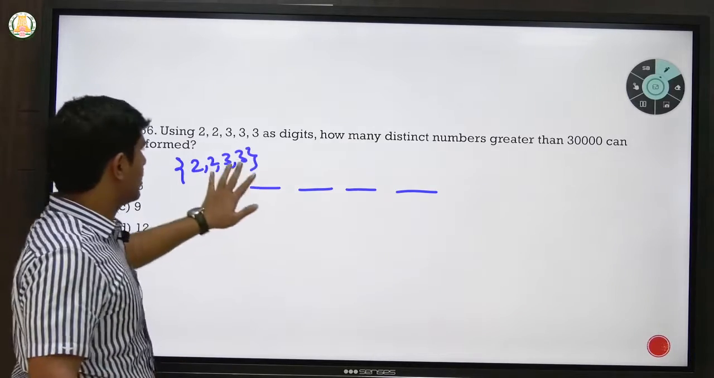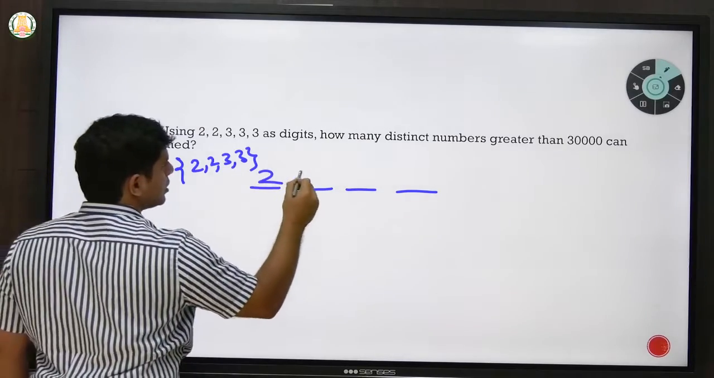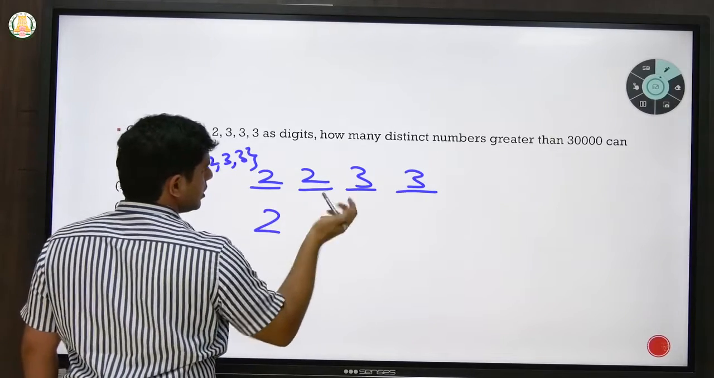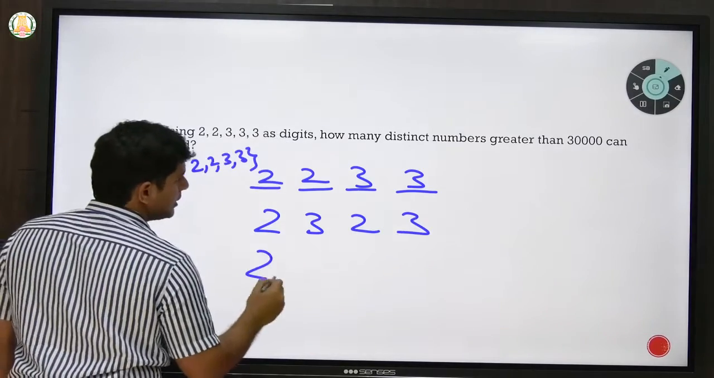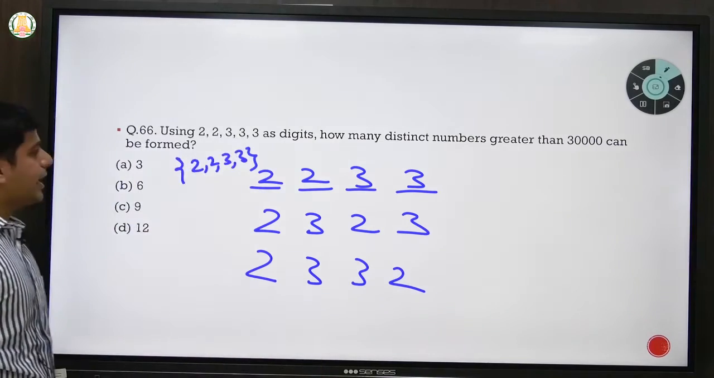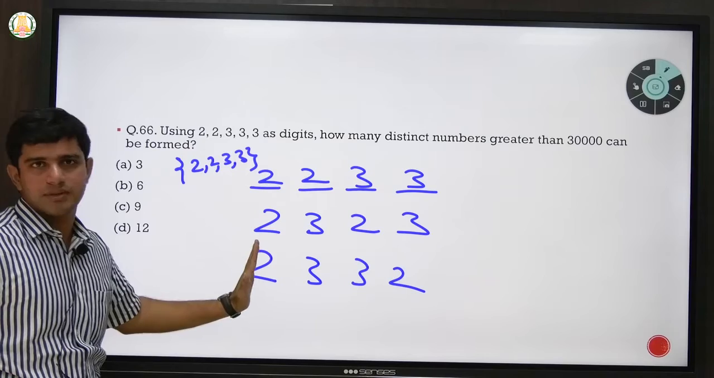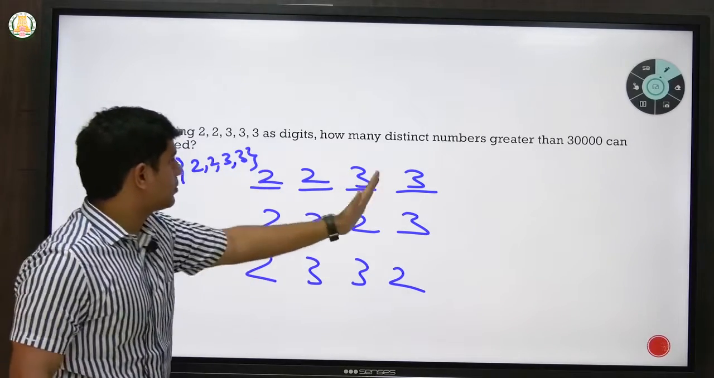Okay, these 4 numbers we have to arrange. So let's go for the first one. 2 2 3 3 is one combination. Then 2 3 2 3 is another combination. Then 2 3 3 2 is one combination. Another suggestion I will give is, whenever you have to find such combinations, fix the first number once. Once you fix this, then you can change here. So this is one combination.